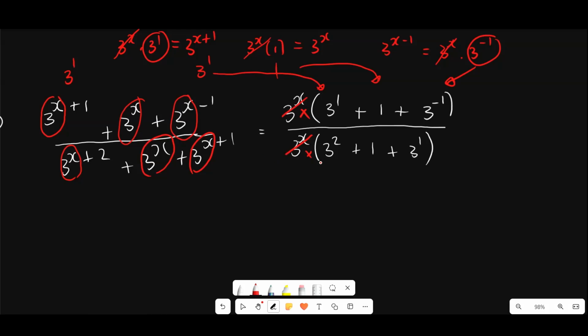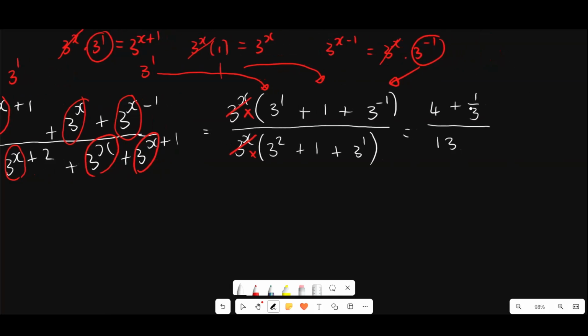I can cross cancel the 3x. Okay, so now it becomes simple. I can just plug this into my calculator. So I have 3 to the 4 plus 1 over 3, all divided by 9 to the 10 over 13, right?